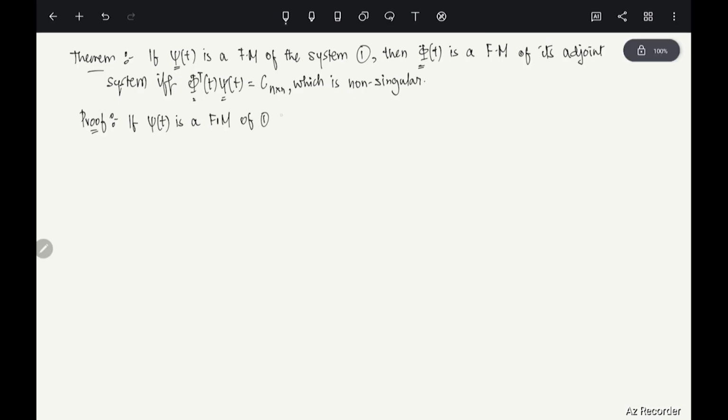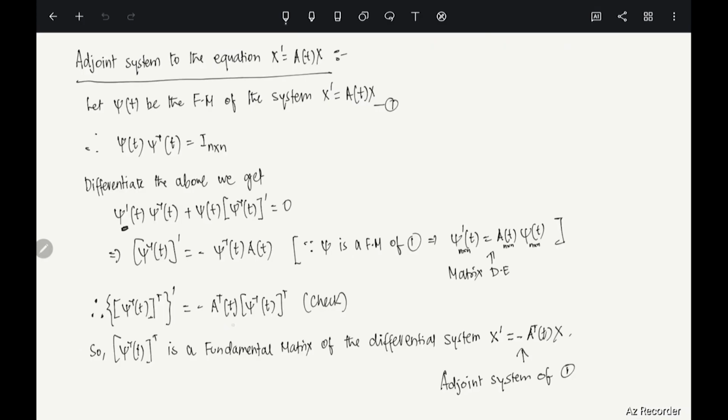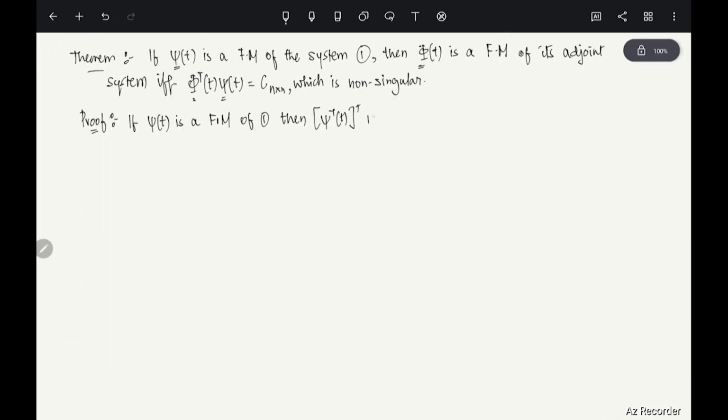Then psi inverse of t whole transpose, you see, we have already proved here, is a fundamental matrix of the adjoint system. This is what we proved just now. Clear?